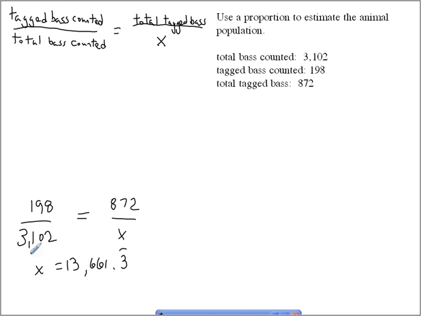So if we cross multiply this times this divided by this, it's going to be 13,661 and 1/3, that is, 3 with a vinculum over the top. So we're just going to say there are about 13,661 bass in that lake, and that's all we do.